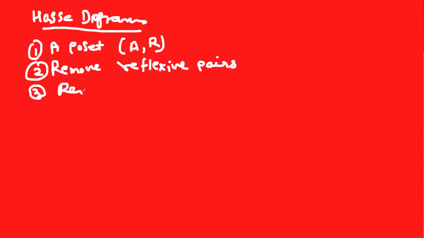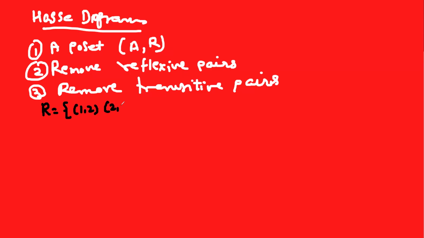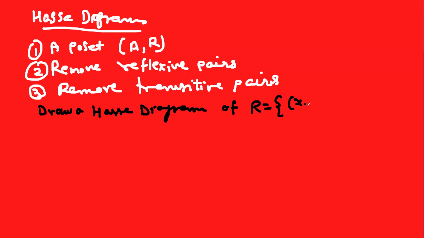Then remove transitive pairs. Understood? Draw the hash diagram of R, the pairs x, y such that x divides y, for all x, y belonging to A.